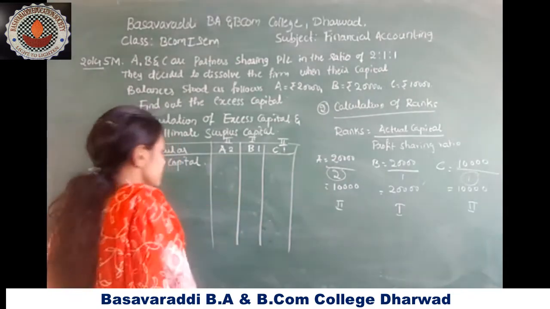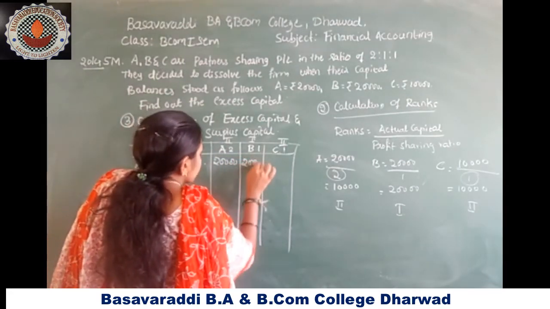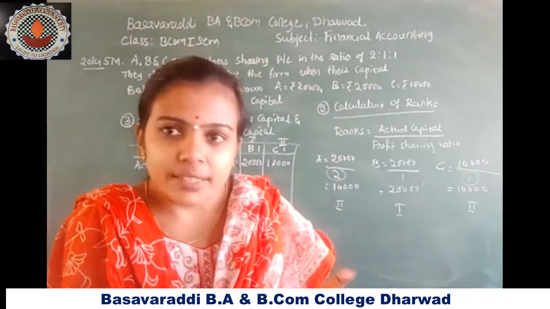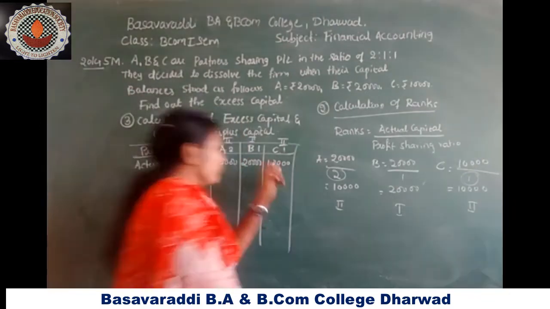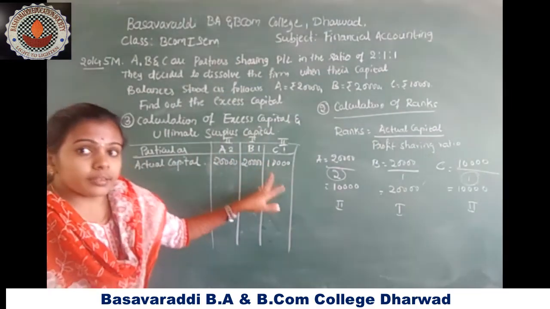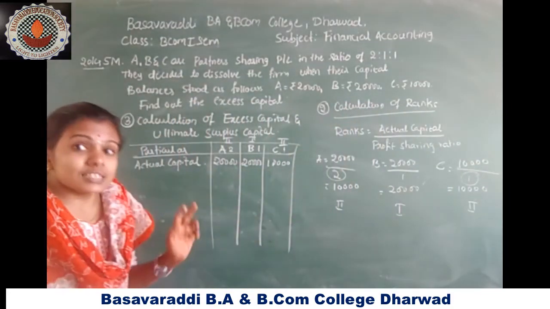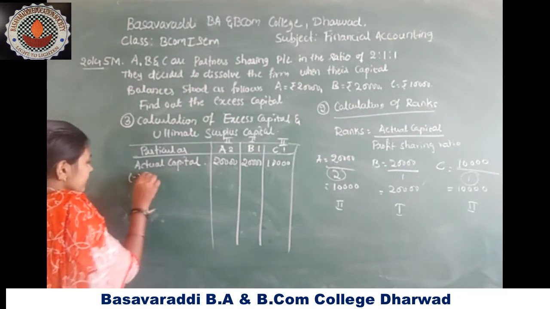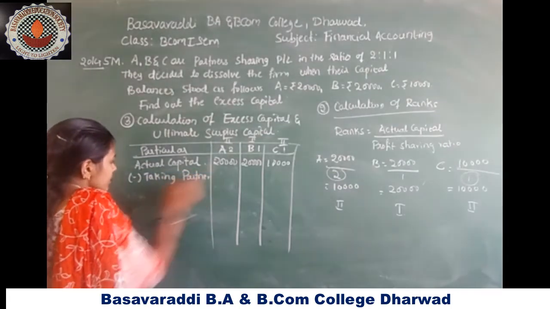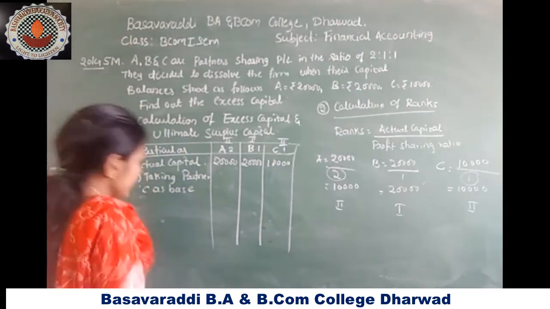Working note number 1. Taking the last rank as a base, that is the third rank. In this problem, we have to consider the second rank as the base, that is partner C. Taking partner C as the base.